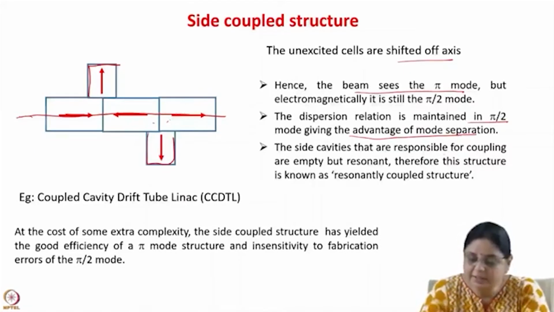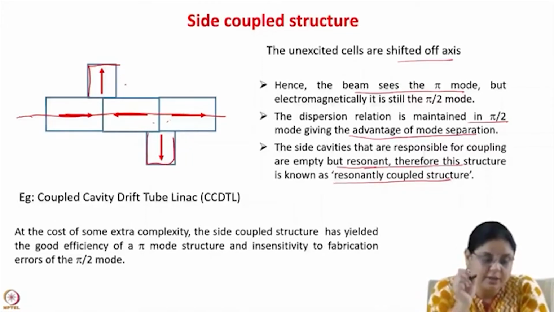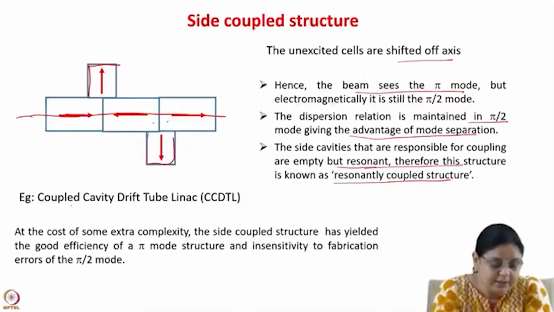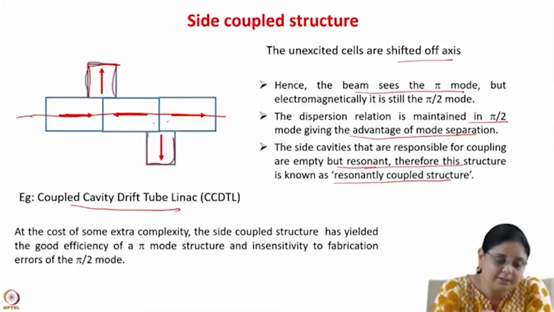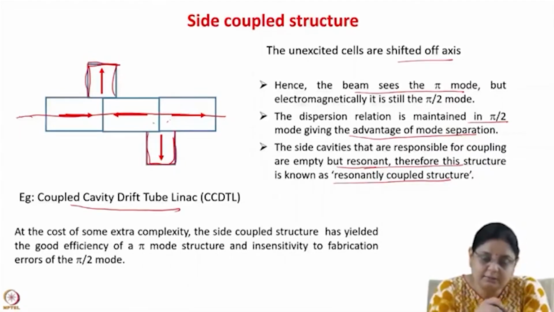So the side cavities that are responsible for coupling are empty but resonant. Therefore, this structure is known as a resonantly coupled structure. So an example is the coupled cavity drift tube linac. So here you have a drift tube linac and you add coupling cavities away from the axis. So this type of structure is, electromagnetically, a pi by 2 mode structure, whereas the beam is going to be seeing a pi mode structure. So it combines the efficiency of the pi structure and the stability of the pi by 2 structure.